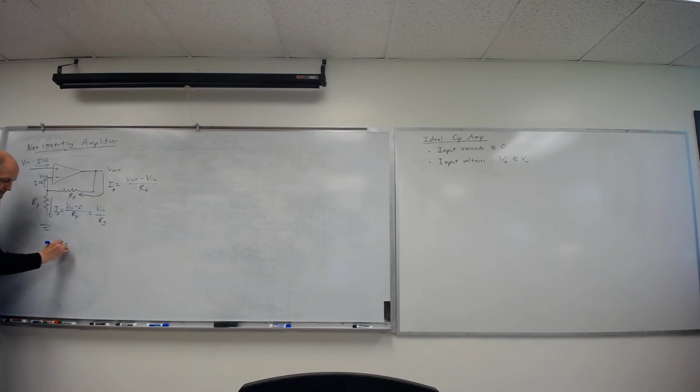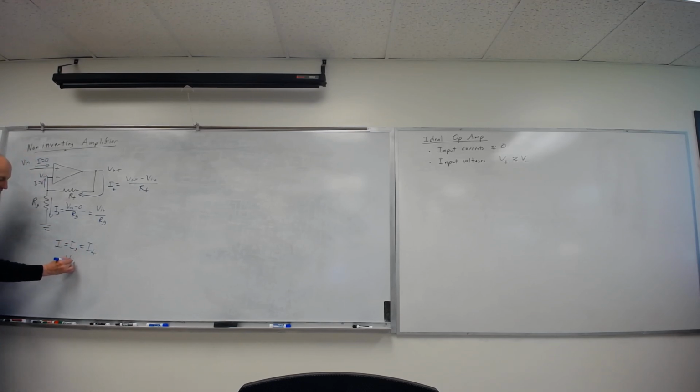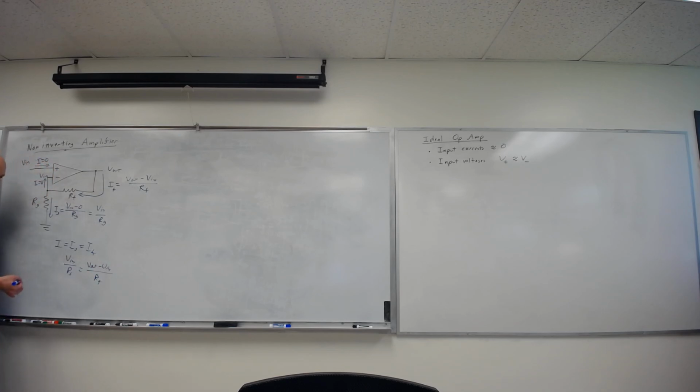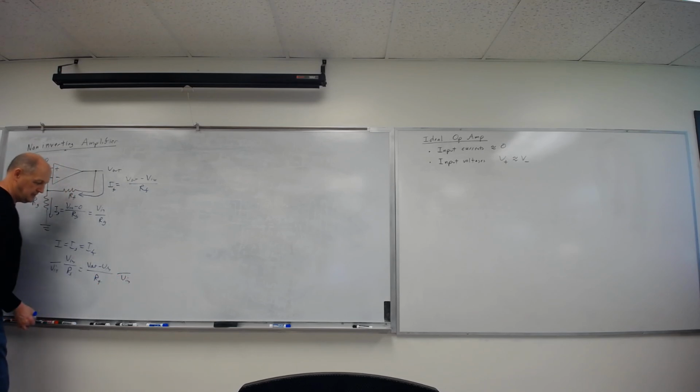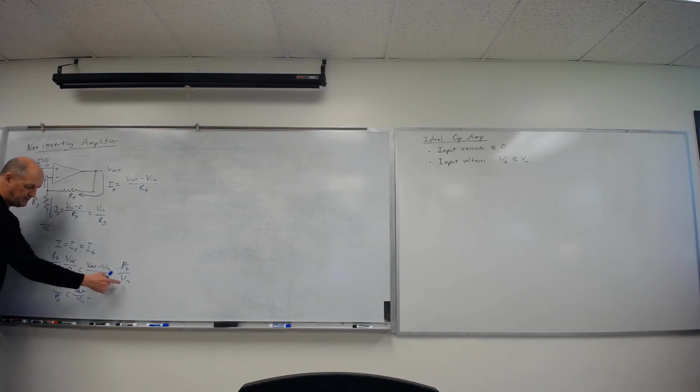So there's just one current that's G and F, and that is Vn over Rg equals V out minus Vn over Rf. I need to get V out over Vn, so I'll do the same thing as before. I'll divide both sides by Vn. I'll multiply both sides by Rf to get it out of this side. Vn cancels with Vn, Rf with Rf. So I'm going to end with Rf over Rg equals V out over Vn minus Vn over Vn, which is 1.